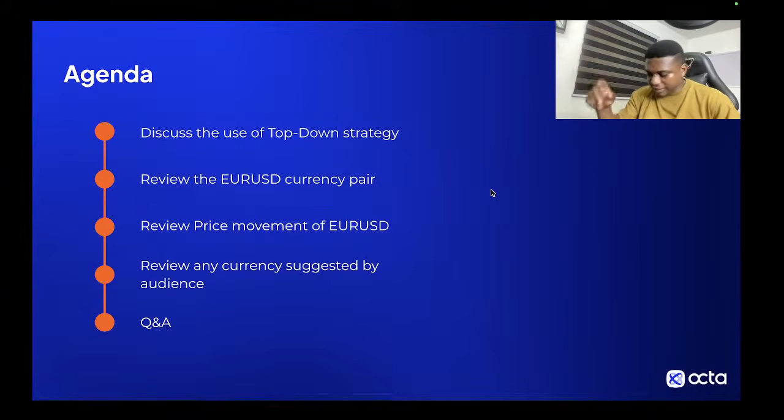So, today's agenda: we're going to be discussing the top to bottom approach. We'll review the Euro USD currency pair and its price movement. We'll also review any currency suggested by the audience, and I'm super glad to walk you guys through this journey.